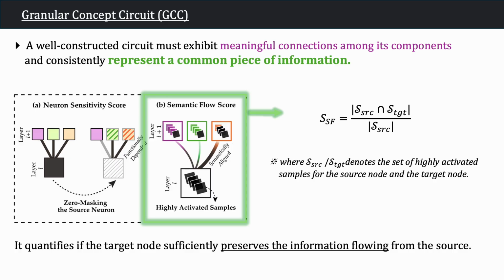This overlap quantifies how well the target node preserves the information flowing from the source. A higher overlap indicates a stronger and more meaningful semantic flow between neurons, suggesting that they jointly represent coherent information within the circuits.